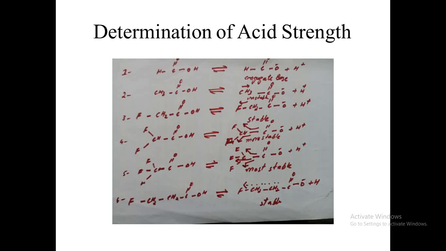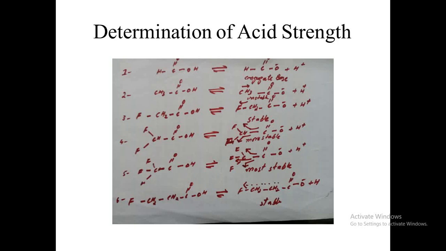In examples 3, 4 and 5, there is a gradual increment of one fluorine atom. In example 5, there are three fluoro groups and they are withdrawing electron density from the trifluoroacetate ion in the same direction, and there will be very little charge on the oxygen atom, and its reversible reaction will be very slow because its conjugate base is most stable. That's why trifluoroacetic acid is the strongest acid that we have discussed so far. So if you arrange these acids, the strongest one is trifluoro, then difluoro, then fluoro, then formic acid, and at the last will be acetic acid.